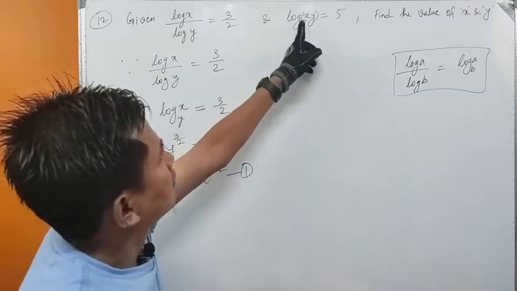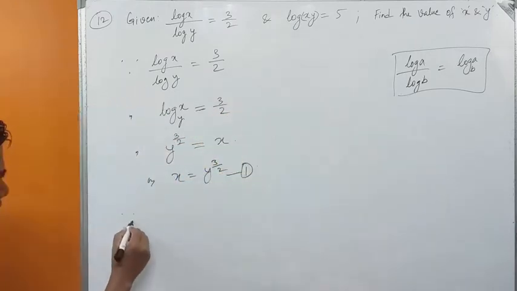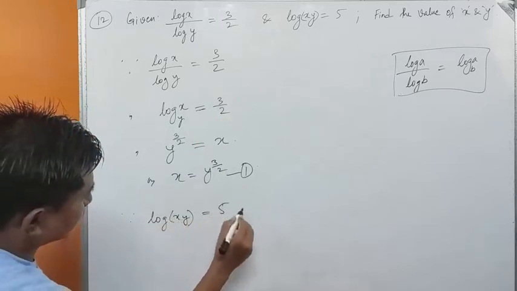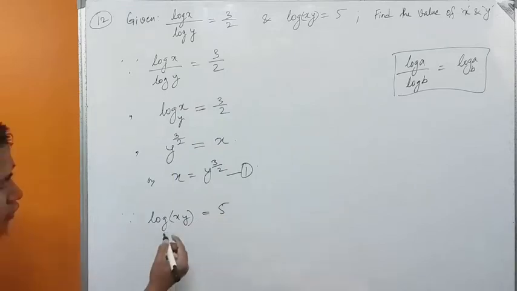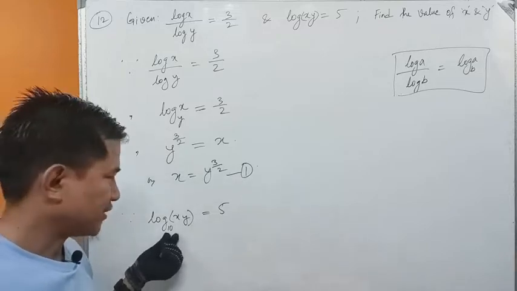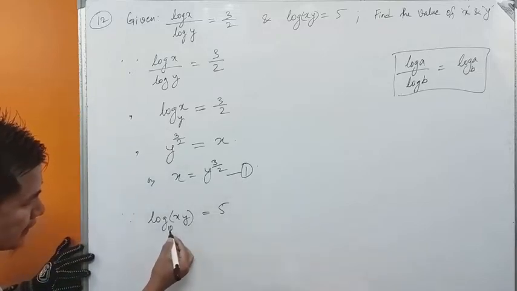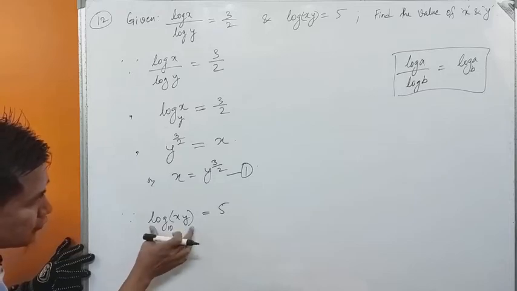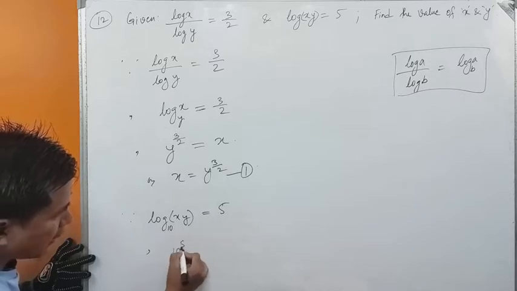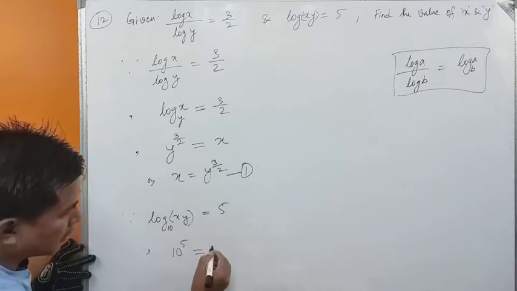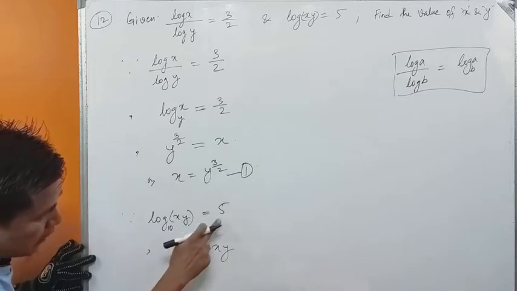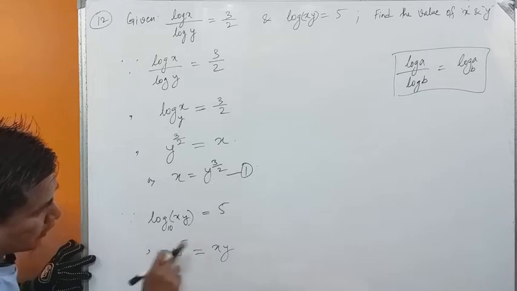Now let us solve this. Log xy equals 5. Since log xy equals 5, we don't have a base here, isn't it? If the base is not given, we must assume the base is 10. So 10 is the base here. Let us convert this logarithmic equation to exponential form: 10 raised to power 5 equals xy. This 10 is the base, so 5 comes here as power equals xy.